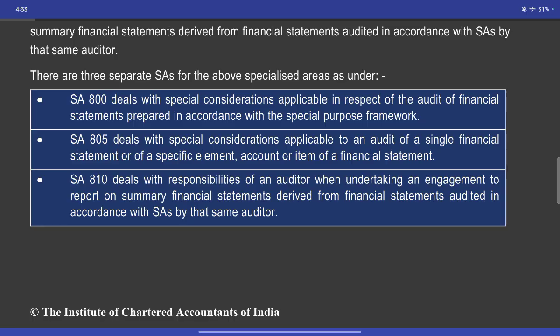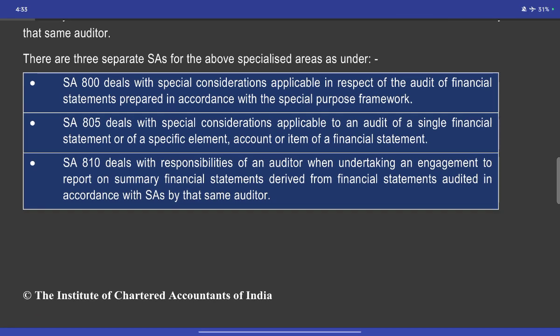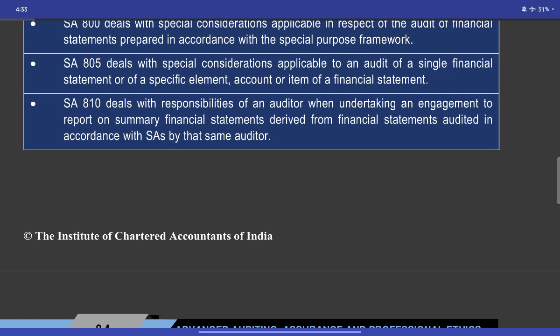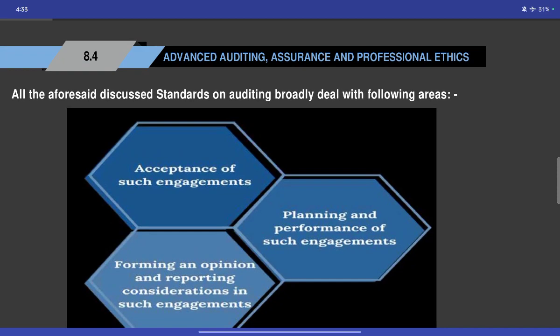SA 800 deals with special considerations applicable in respect of the audit of financial statements prepared in accordance with a special purpose framework. SA 805 deals with special considerations applicable to the audit of a single financial statement or a specific item in the financial statement. SA 810 deals with the responsibility of the auditor when undertaking an engagement to report on a summary of financial statements derived from financial statements audited in accordance with the SAs by that same auditor.